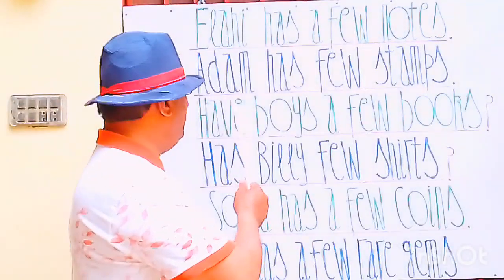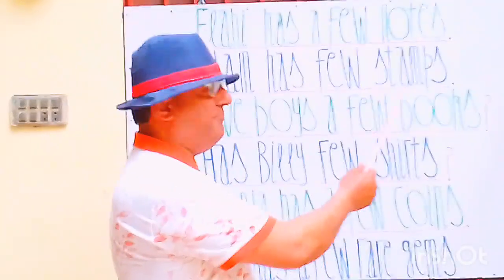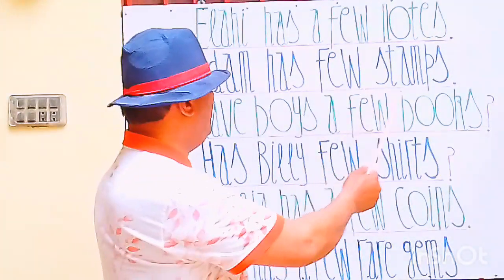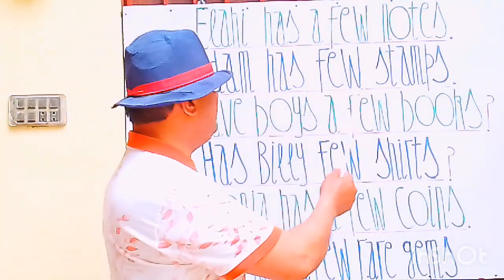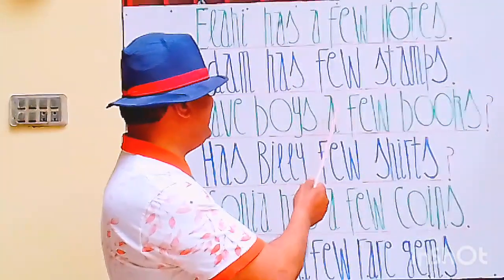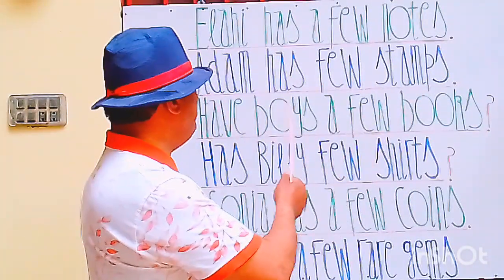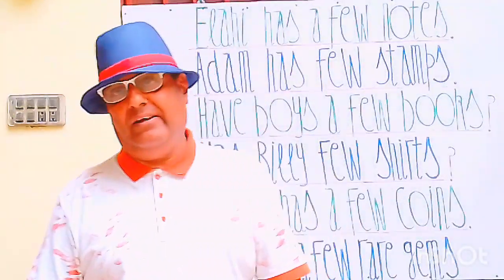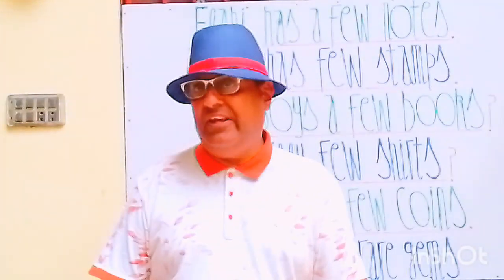Let's see the next statement. You see my students, next one is Adam has few steps. Adam has few steps. You see, few is a determiner. It tells us about the steps.